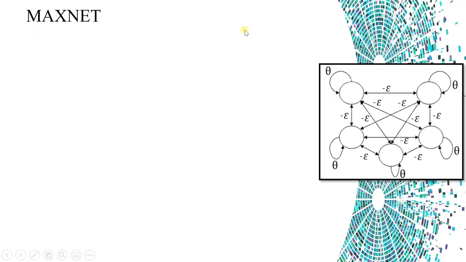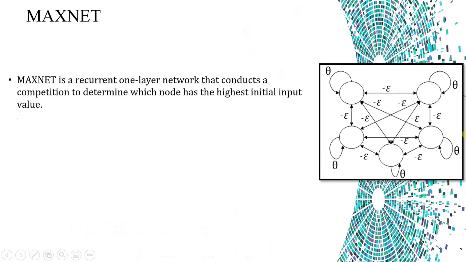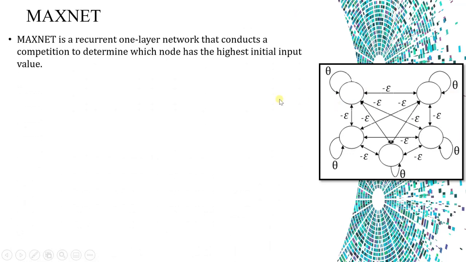Next we shall have a look at what is Maxnet. Maxnet is a recurrent one-layer network that conducts a competition to determine which node has the highest input value. So you can see one Maxnet which is shown here. There are 5 nodes and all these 5 nodes are in one particular layer.